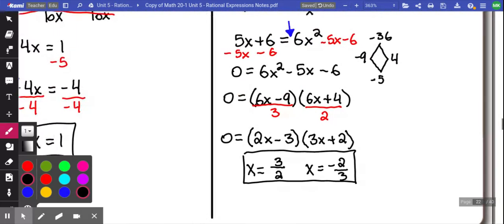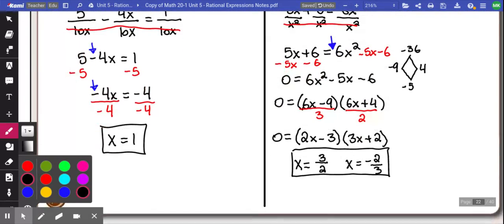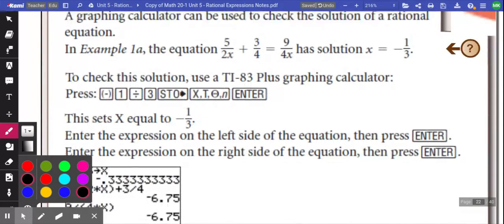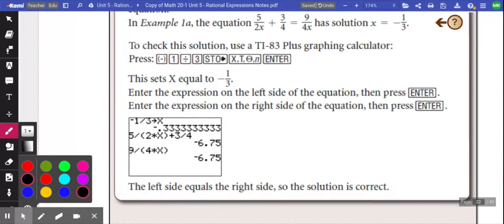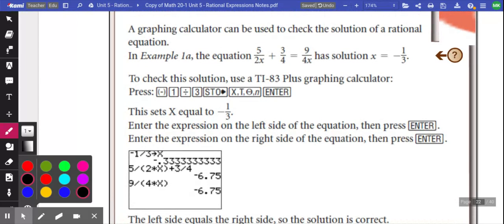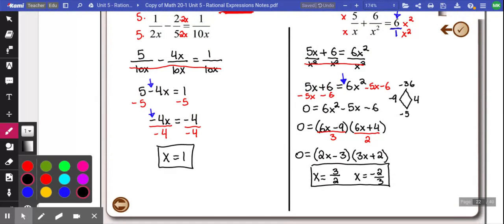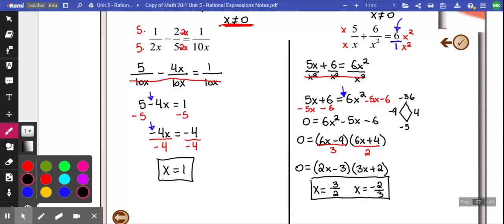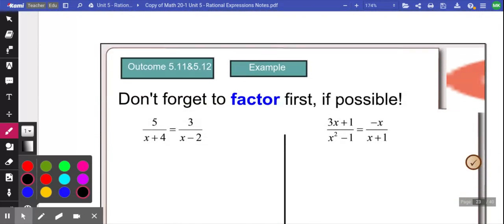All right. You are crushing rational equations. If you want to mess around with your calculator and learn how to check your answer, you can. Essentially, what this is doing is giving you instructions on how to tell your calculator what x equals and then putting it into the function to see if it actually worked out or not. It's like just checking your work.